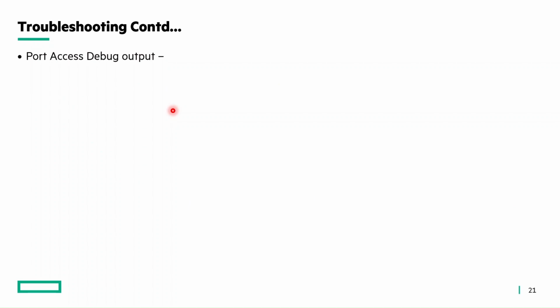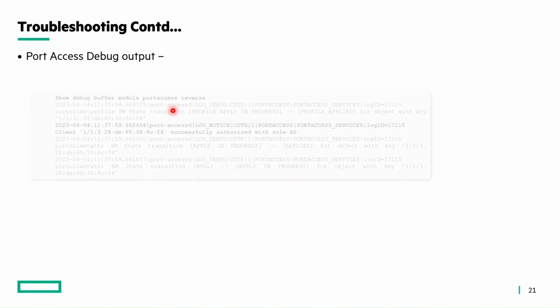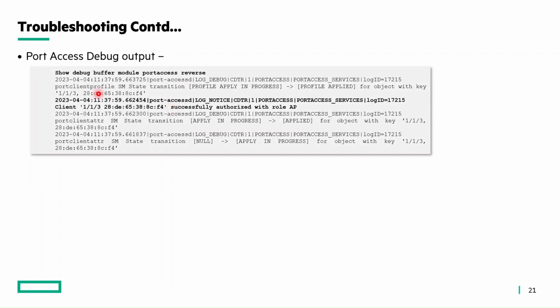So let's see the sample output for the port access debug. I have used the show command show debug buffer module port access, and then I have used reverse to view the debug logs. So if you could see here, the port access role assignment for the client is successful and it has been assigned with a role called AP. So this debug log will help us to identify what client specific role assignment happened. So if there is any difference in the role assignment with the debug logs, we can identify it.